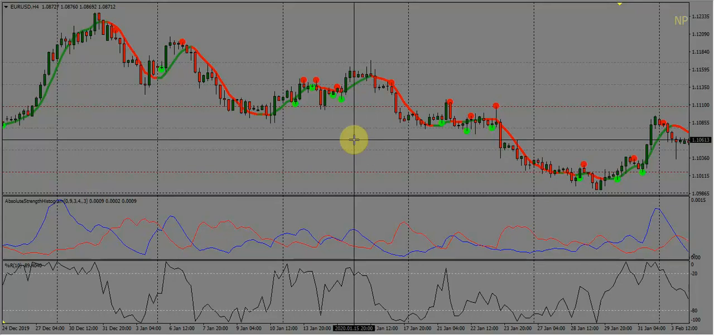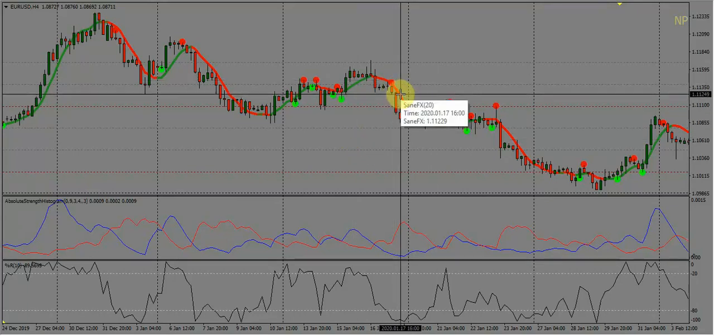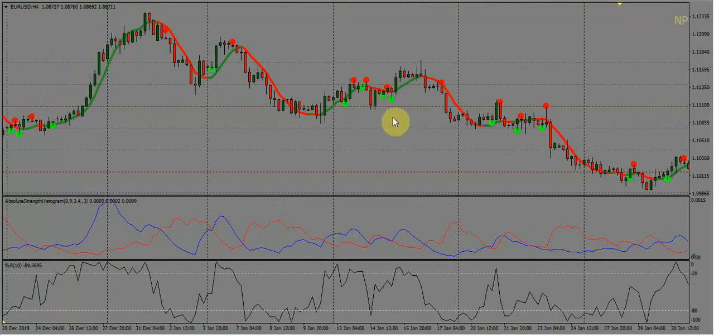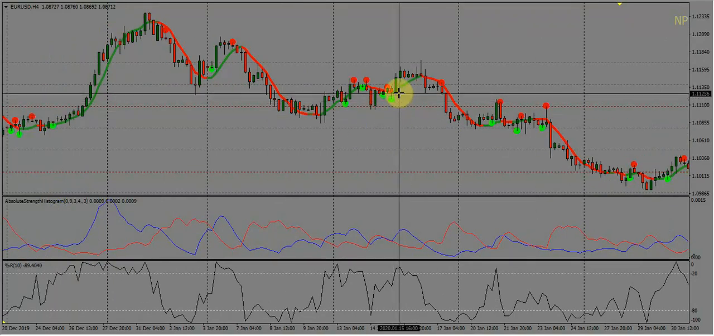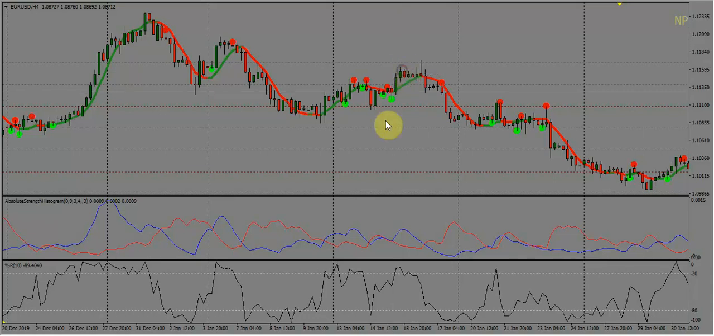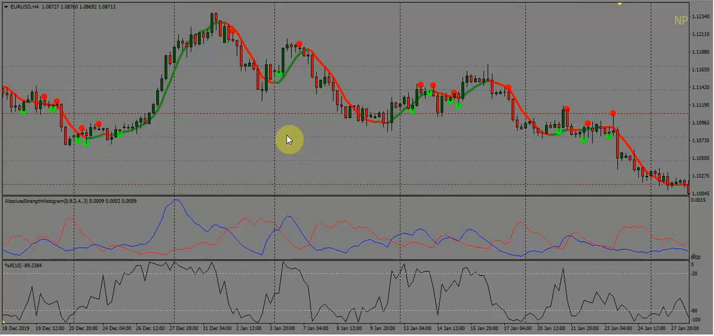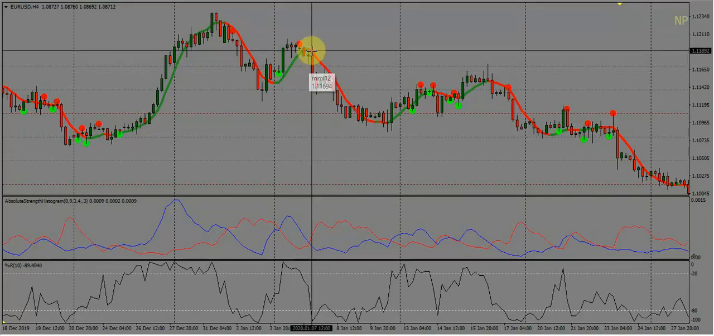So let's see another example. Another perfect entry right there. Let's see what it gave us. Gave us about 40 pips. I don't like reversal signals, but even if I take this trade, I've seen about 30 pips, yeah, which is a very good win for intraday traders like me.